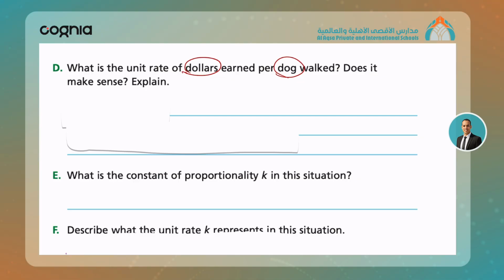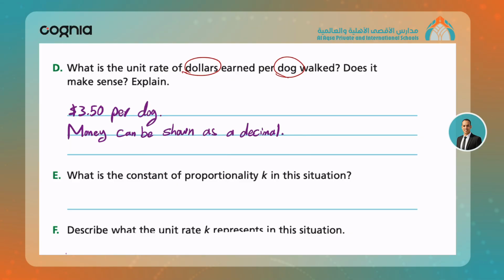And we have no problem with the 3.5. We can have money in fractions, no problem. It's $3.50. There is no problem in it. So we say $3.50 per dog, and money can be shown as decimals, no problem, or fractions, no problem.